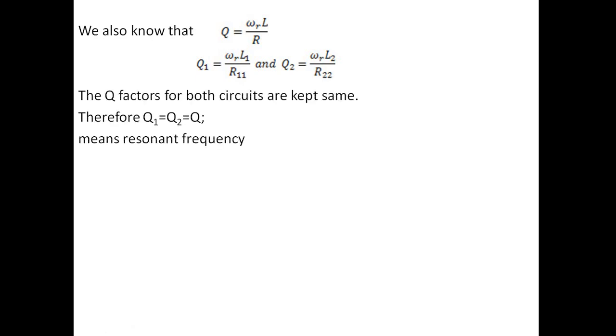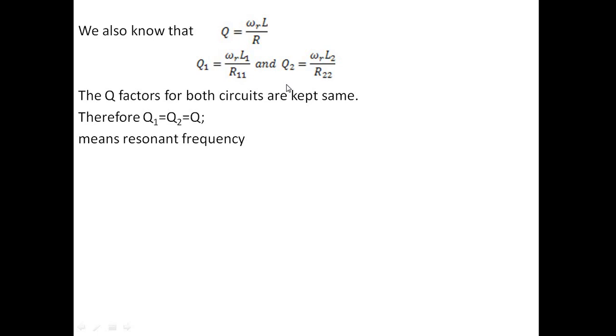Now we know the formula for the quality factor: Q is equal to omega R into L divided by R. You write the formula for both input and output sides, meaning on one side we have tuned circuit 1 and on the other side tuned circuit 2. Q1 is equal to omega R L1 divided by R11 and Q2 is equal to omega R L2 divided by R22. This is for tank circuit 1 and this is for tank circuit 2. We have two different quality factors because two tuned circuits are used.